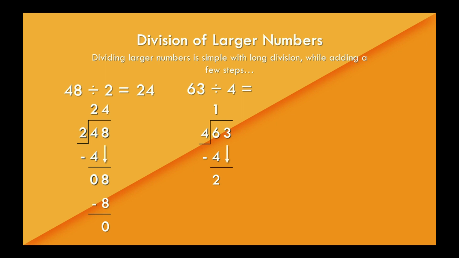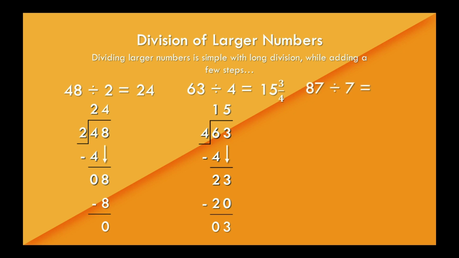Now bringing down the next digit, we get a new number of 23. So the closest number to 23 in the table of 4 is 20, which is 4 times 5. Writing 5 above and 20 below, we subtract it to get a remainder of 3, giving us a final answer of 15 remainder 3, or 15 3 over 4.